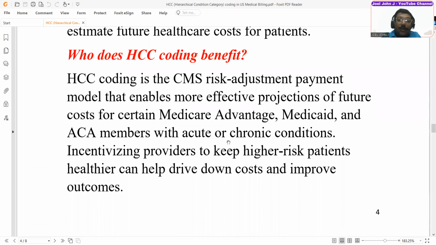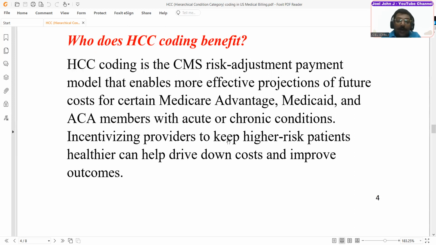How does HCC coding benefit? HCC coding is the CMS risk adjustment payment model that enables more effective projections of future costs for certain Medicare Advantage, Medicaid, and ACA members with acute or chronic conditions. It incentivizes providers to keep higher-risk patients healthier, which can help drive down cost and improve outcomes.